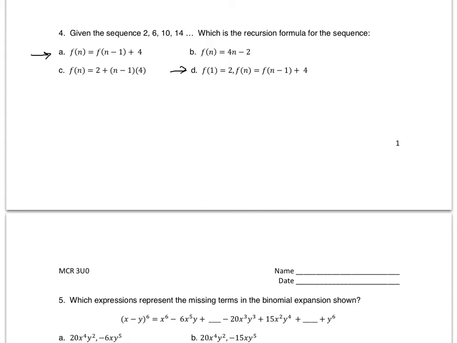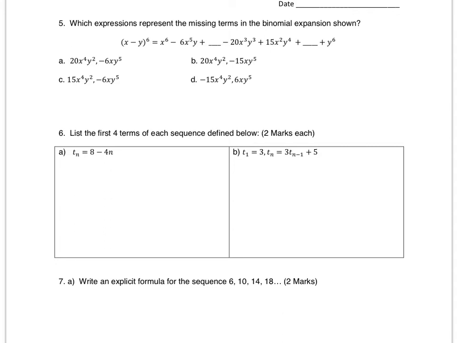But since this is a recursion formula, remember that the recursion formula has to stop. Otherwise, it's going to go into an infinite loop. The way to stop it is to have the first term, f1, which is the same as a, equal to 2. So the answer is D. You may be tempted to say the answer is this one, but this is not a recursion formula because it doesn't have any stopping point.